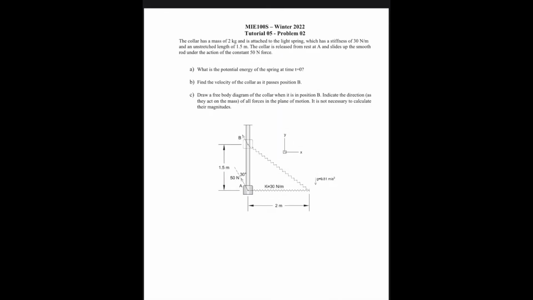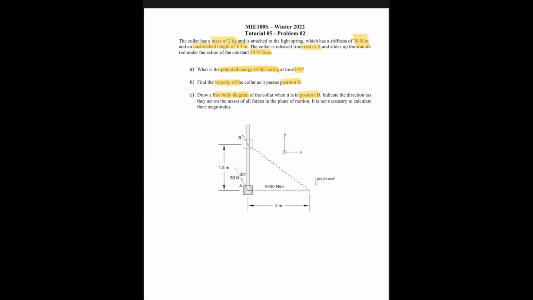Now for question 2. The collar has a mass of 2 kilograms and is attached to a light spring which has a stiffness of 30 newtons per meter and an unstretched length of 1.5 meters. The collar is released from rest at A and slides up the smooth rod under the action of the constant 50 newtons force. What is the potential energy of the spring at time equal to t0? For part B, find the velocity of the collar as it passes by position B. And for part C, draw a free body diagram of the collar when it is in position B.